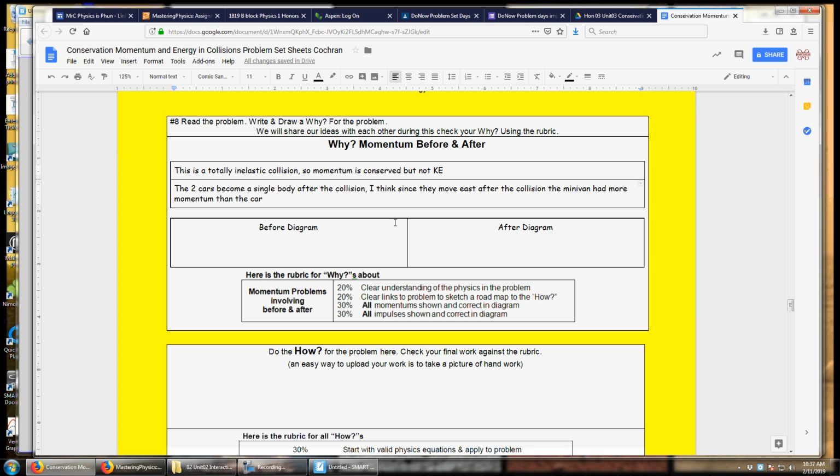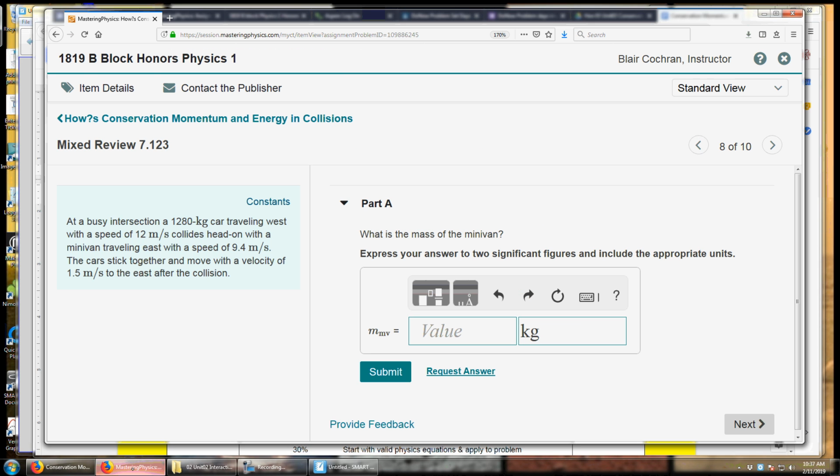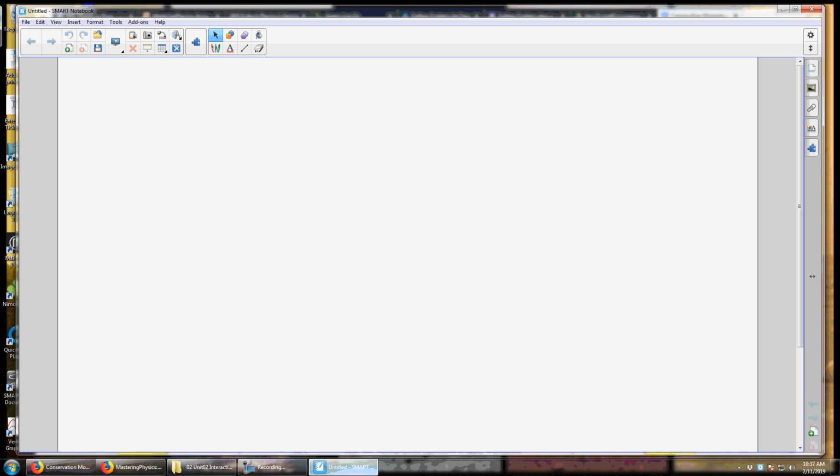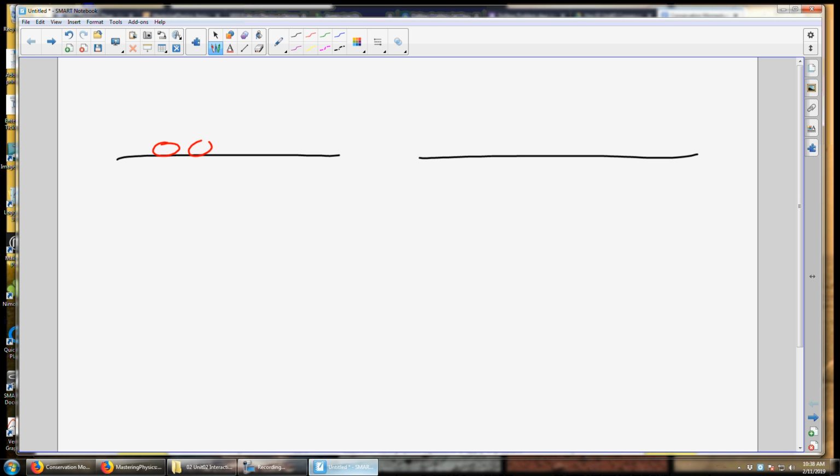Alright, so let's see, the car was the one heading west, right? Now remember, don't be intimidated by my artistic ability. You too, after years of practice, will be able to draw that good of a car, that good of a minivan. So that would be heading east.